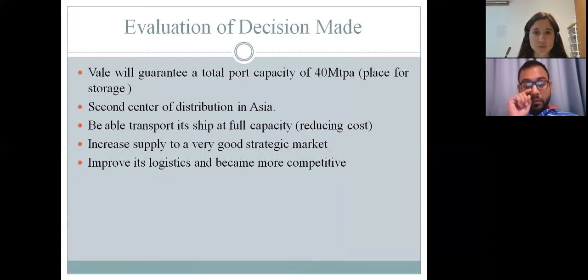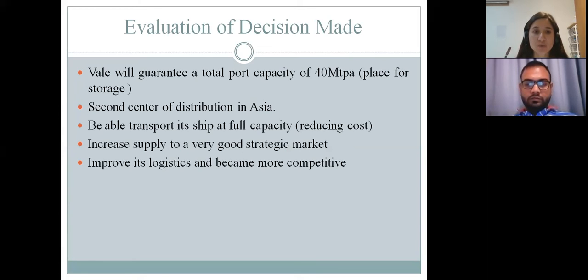So the evaluation of the project: we know that at the end of the project, you guarantee a total port capacity of 40 million metric tons per year. So the company will have a large place to store products, and it will be the second center of distribution in Asia. And the company will be able to transport each ship at full capacity, reducing its cost, which is not happening at the moment because the company doesn't have a place to store in China, in Asia.